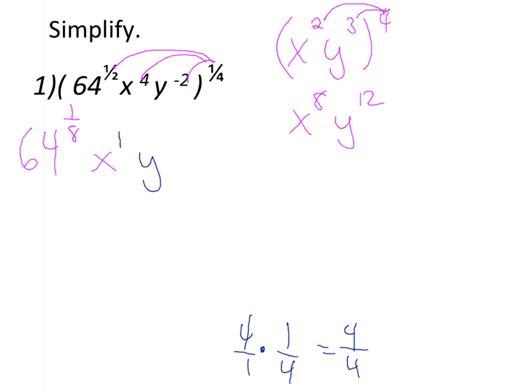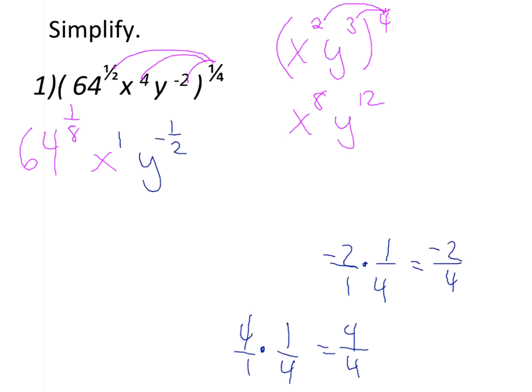Now let's do my y. I have y to the -2. So this time it's -2 times that 1/4. I'm also going to put that underneath a 1. Let's go straight across the top, straight across the bottom. If I have -2/4, how can I reduce that? -1/2. Just reducing. Good job. You guys are doing great.